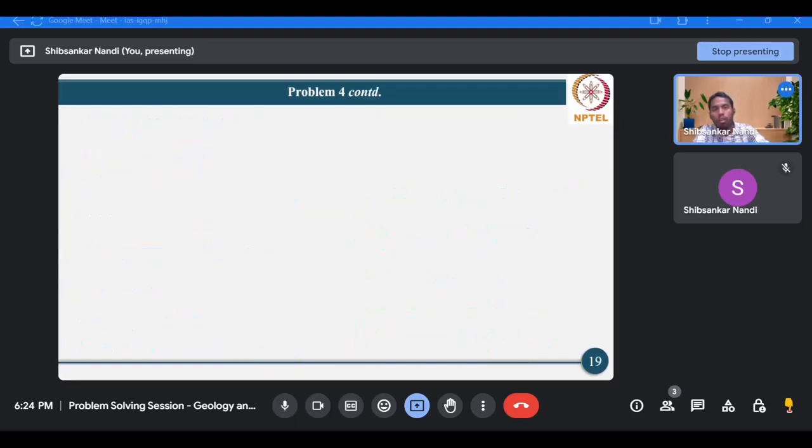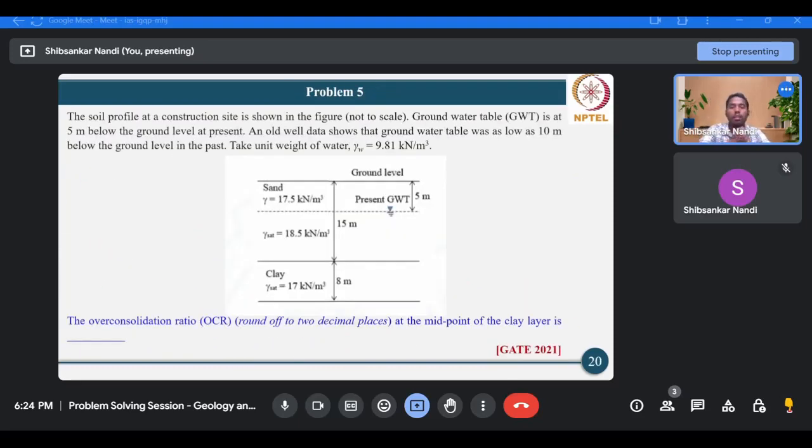Now we will take problem 5, which is taken from the GATE examination 2021. In this problem, the soil profile at a construction site is shown in the figure, and this figure is not to scale. Groundwater table is at 5 meters below the ground level at present, and old well data shows that the groundwater table was as low as 10 meters below the ground level in the past. Take the unit weight of water as 9.81 kilonewton per meter cube, and the over consolidation ratio at the midpoint of the clay layer is. So in this problem, you have to calculate the over consolidation ratio.